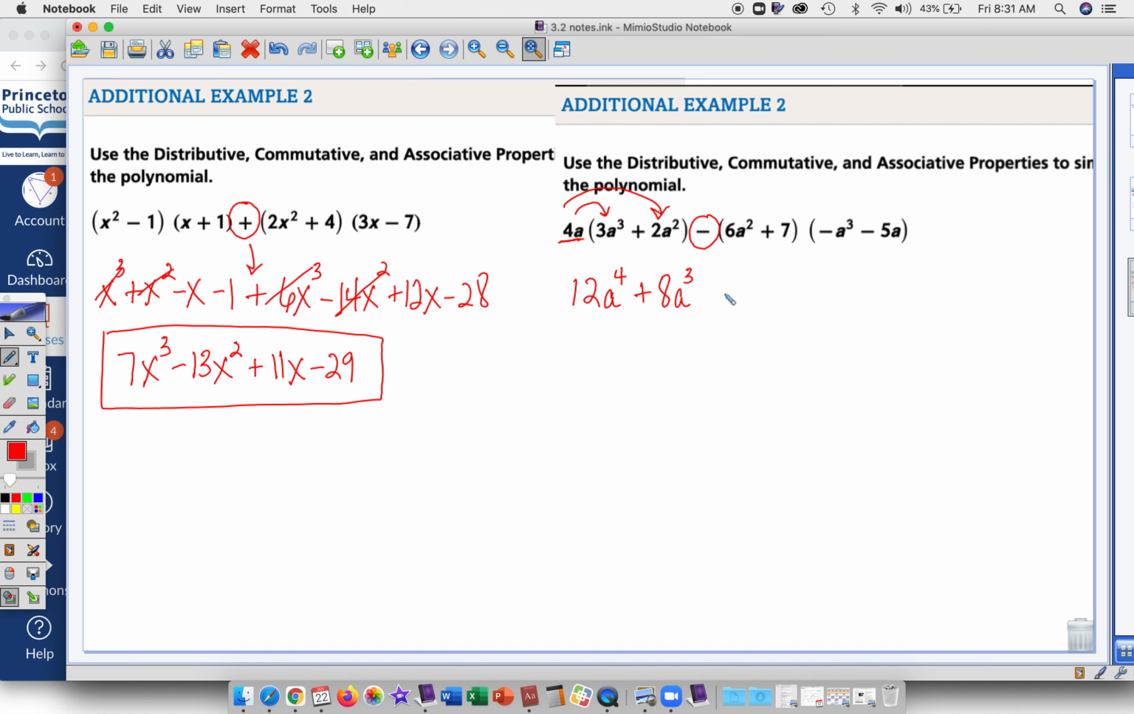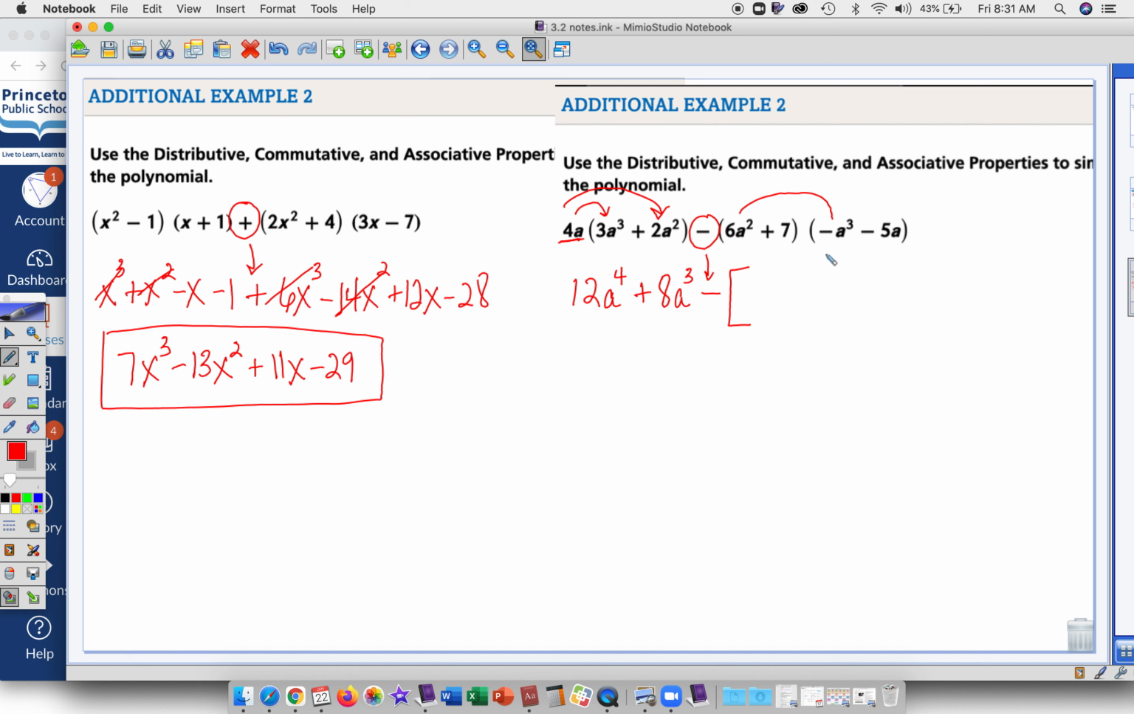And now I'm going to bring down that minus symbol, and I'm going to do FOIL with these two binomials. So 6a squared times negative a cubed. So that's, and I'm going to put a parenthesis or a bracket here. I'm going to use a bracket because I don't want to confuse. I'm going to just work with these values. I'm not going to worry about this minus symbol until later. So bring that down in front of your parenthesis or your bracket.